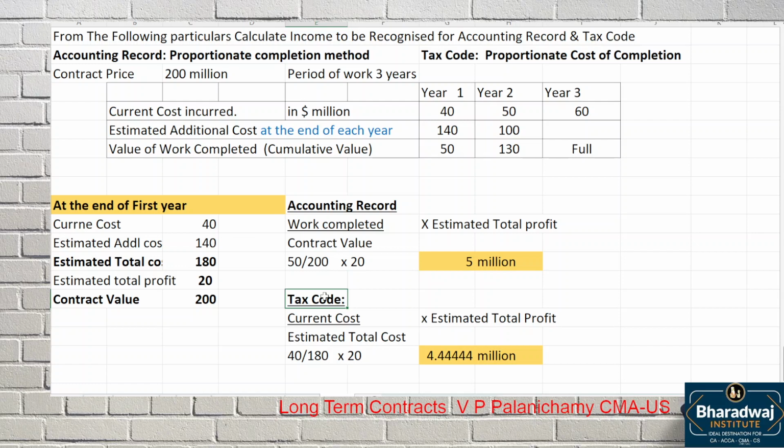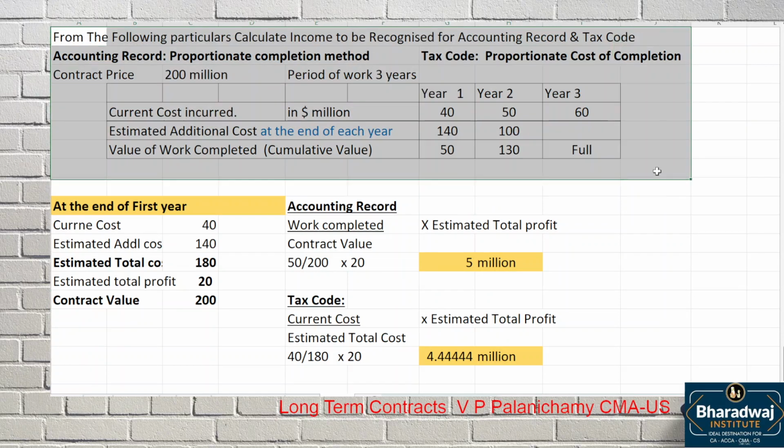So 6 types of questions are possible from this. First year end, accounting or tax. Second year end, accounting or tax. Third year end, accounting or tax. This is the base information. Based on this, they can ask you 6 questions.